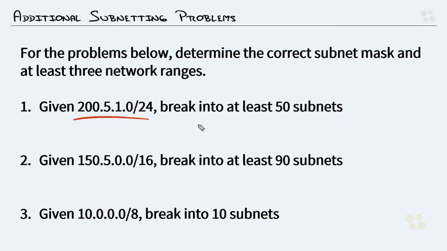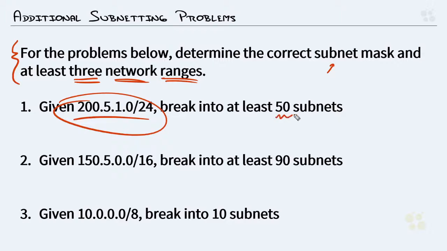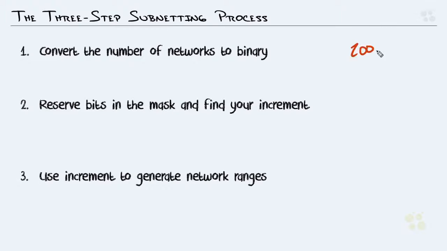The first one says, I should read this first. For the problems below, determine the correct subnet mask and at least 3 network ranges. That'll make sure we know what that subnet mask means and we have the increment and all those concepts down. So given 200.5.1.0/24, Class C, break that into at least 50 subnets. 200.5.1.0/24, 50 subnets. We can do that.